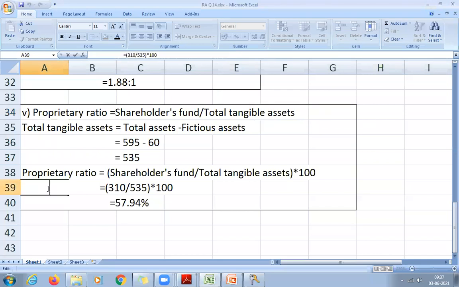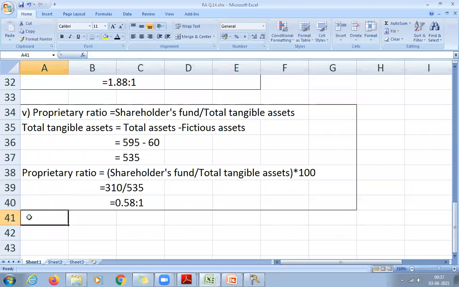Yeah, so how much will we get in terms of "is to 1"? 0.58 is to 1. 0.58 is to 1. Yeah, one minute. 0.58 is to 1, you can take it as 0.58 because 0.5794. 0.58 we can take is to 1. Yeah. So that is the proprietary ratio.